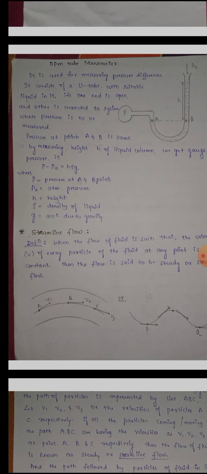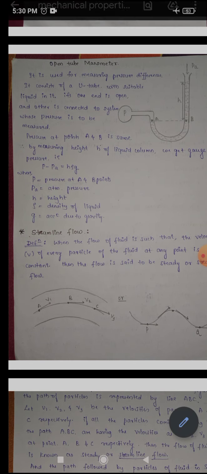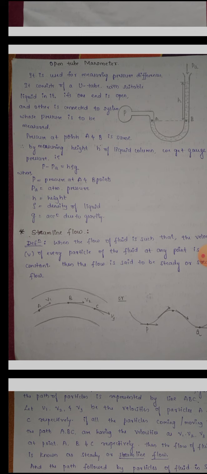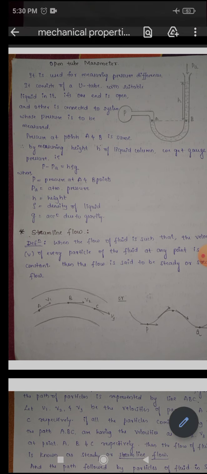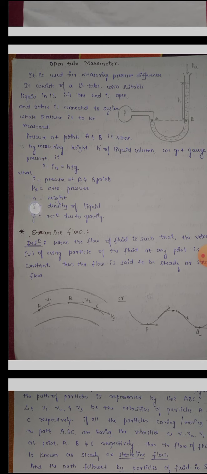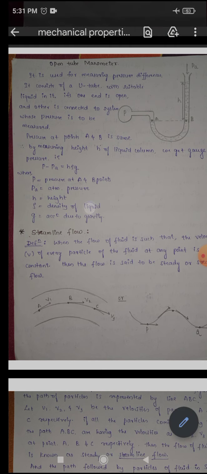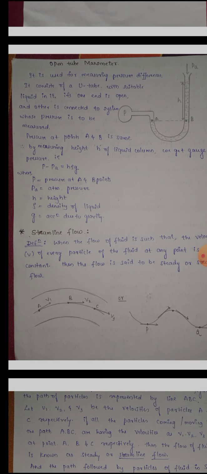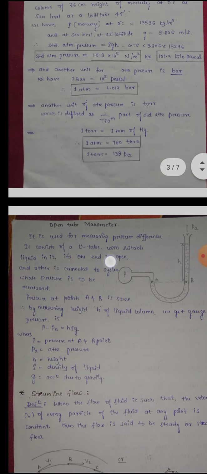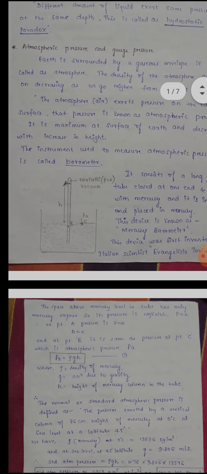PA is how much pressure the atmosphere is acting on this open end, that is atmospheric pressure, and h is the height of the liquid here, and the density rho is the density of the liquid we are using, and g is the acceleration due to gravity. And this is about the open tube manometer, which is used for measuring pressure differences, mainly gauge pressures. And this is about the atmospheric pressure and the gauge pressure.